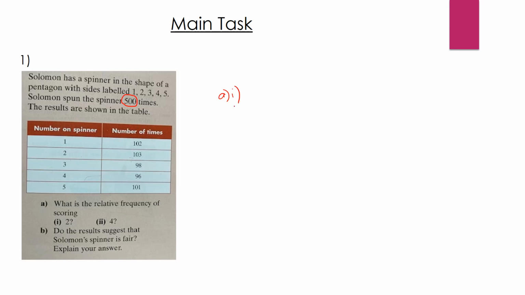So for A part 1 then, scoring a 2, it landed on a 203 times. And we know that's out of 500. Put it into a decimal, it's 0.206. So any of those 2 answers there would be acceptable. Number 2, on a 4. So here's your 4 here. There's 96. So 96 out of 500, or as a decimal, 0.192. And part B asks us, do the results suggest that Solomon's spinner is fair?